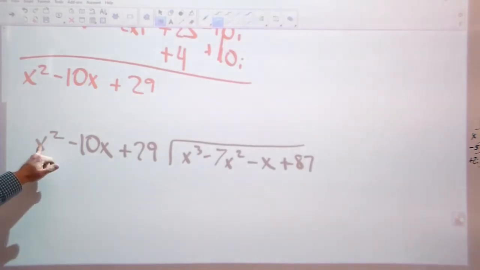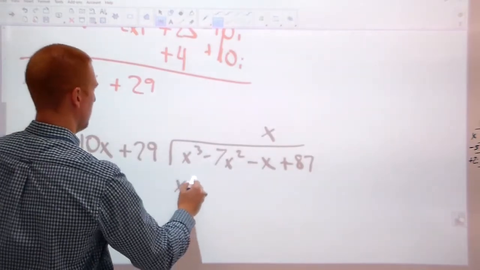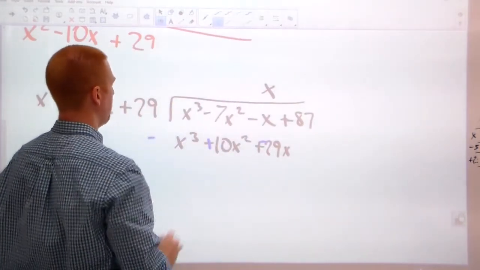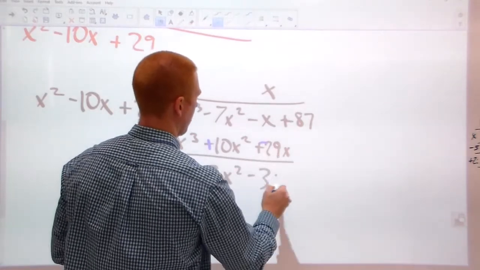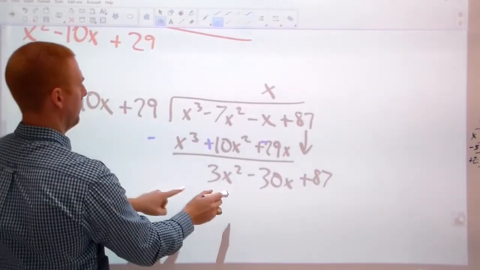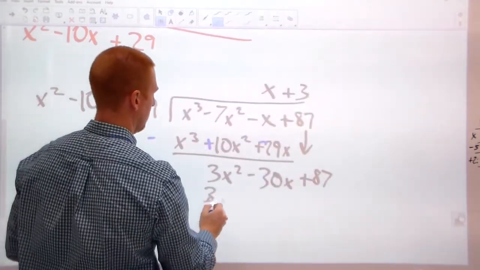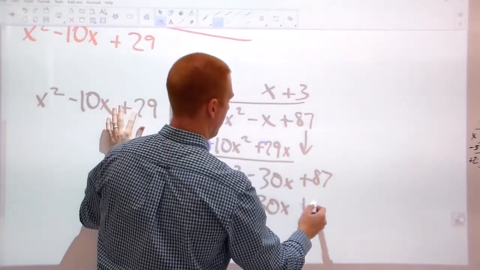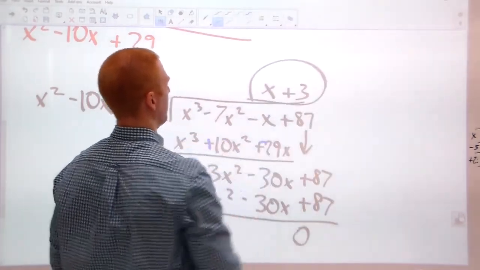Let's see what happens. So to get x cubed from x squared, multiply by an x. So that's going to give you x cubed. When I subtract, I like to change all signs just to make it easier to keep straight. That adds to nothing. That becomes 3x squared. That's going to be negative 30x, and 87 will come down. So now multiply x squared by 3 to get 3x squared. So 3 times x squared minus 30x plus 87. These are exactly the same, so when I subtract, they'll be gone. And x plus 3 is your final factor.